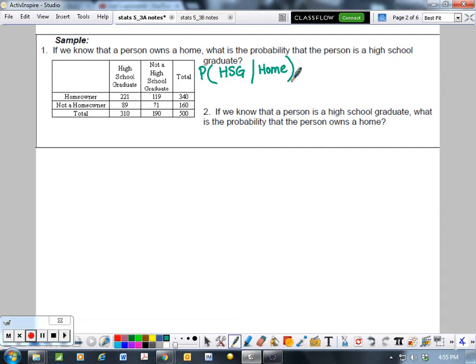So I know they own a home. So I'm pretty much only looking at the homeowner part. And I want to know what's the probability they're high school graduates. So I'm going to look at the high school graduates for that. 221 over my total for homeowners. So 221 divided by 340 gives me 0.65.